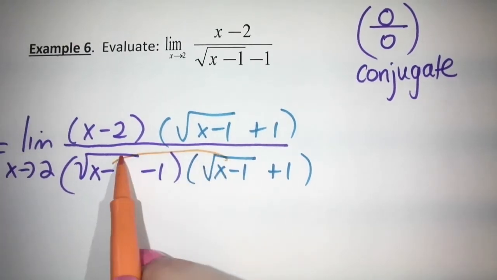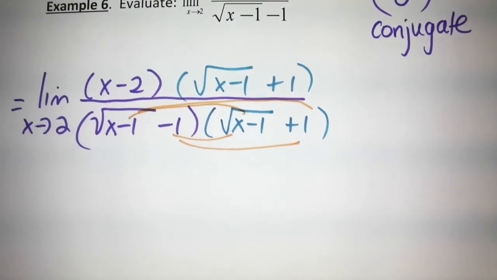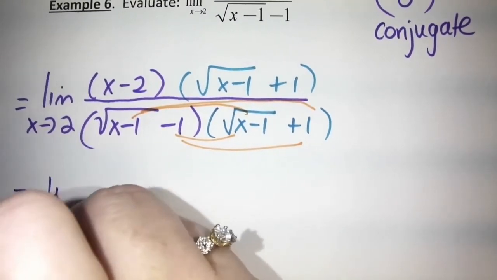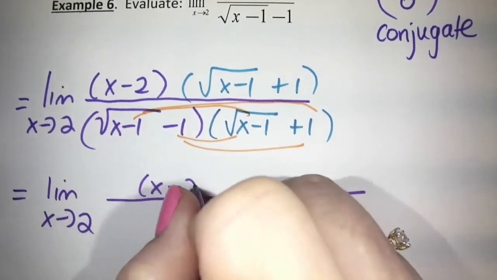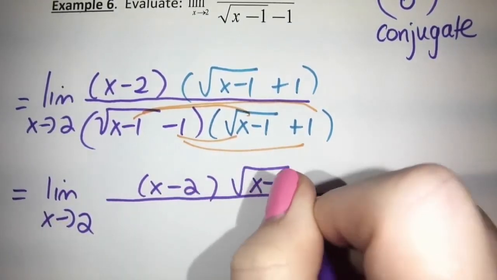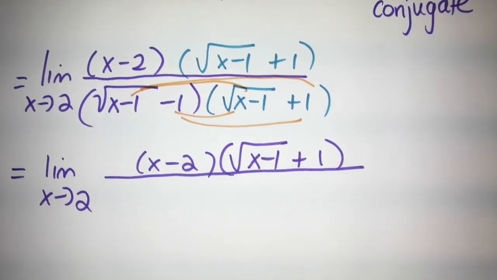So the bottom will get FOILed out. The top will just get left alone. If you multiply it out, you'll make your life worse. It'll make the question a lot harder. So we'll leave the top alone. Just copy it down. So we've got x minus 2 times the bracket root x minus 1 plus 1.